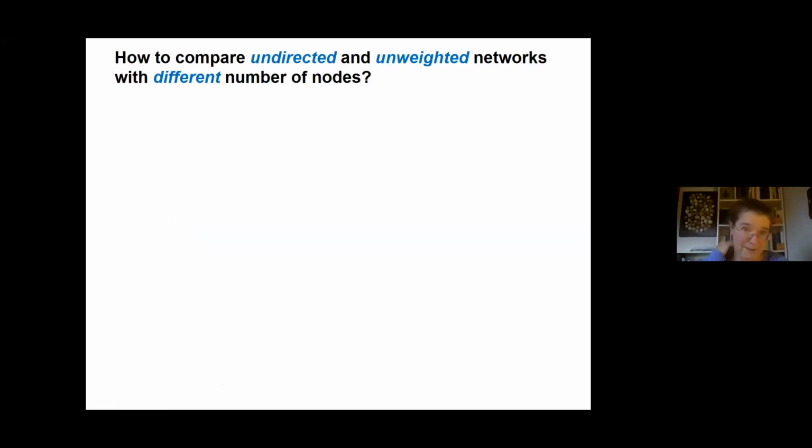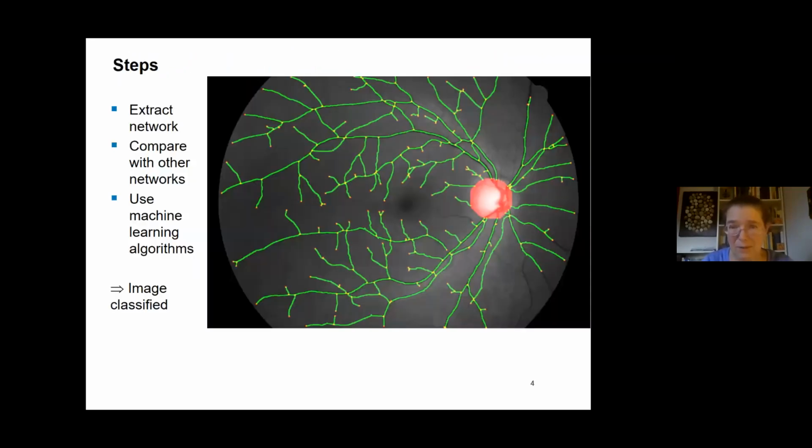So how can we compare the networks that we extract? They are unweighted, with no weights. They are undirected because we detect points and links, and they probably have a different number of nodes. I want to show you again the type of network that we obtain. In the bifurcations we have a node, and at the end we have another node. Those are indicated with these little red points. Depending on the image, we have a different number of nodes. You can see that it's a retina, a tree-like network. It starts in the optical nerve and diffuses along the eye.